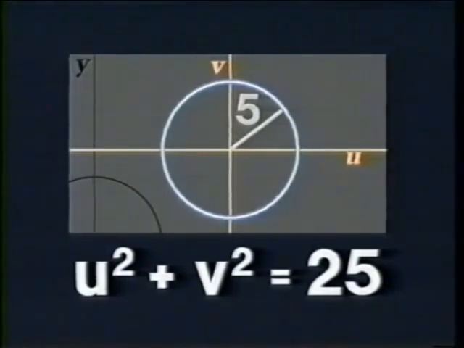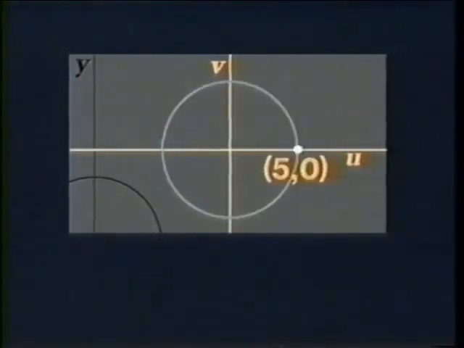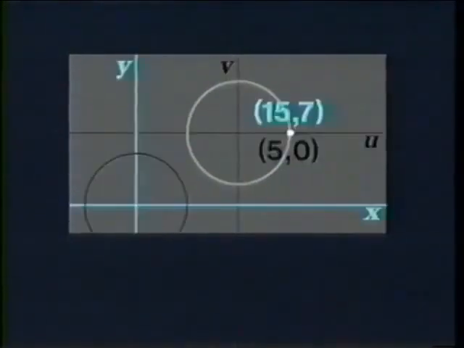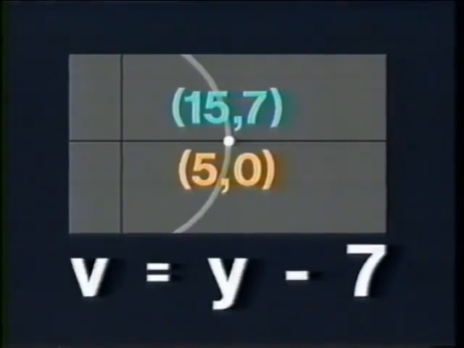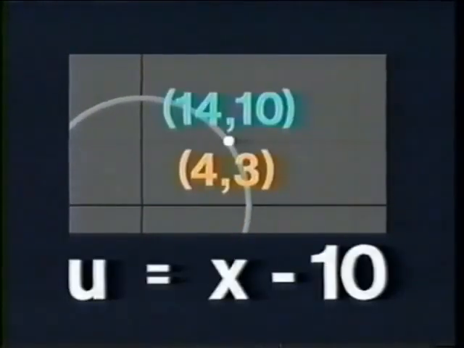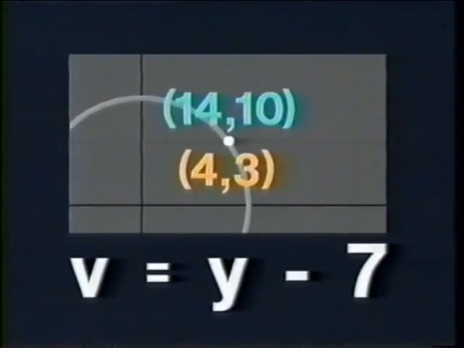Let's look at one representative point on the image circle. Point (5, 0). In the original x, y terms, this point is actually (15, 7). That is, the u coordinate equals the x coordinate minus 10. And the v coordinate equals the y coordinate minus 7. We can confirm these relationships for any point on the circle.